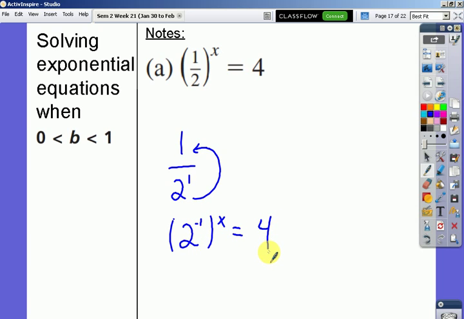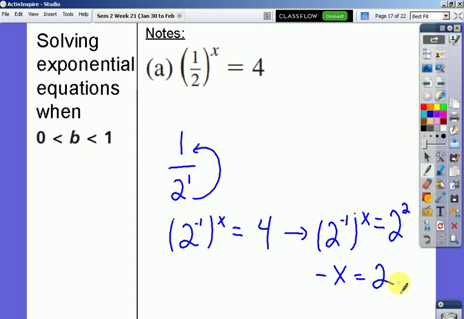Well, from this point on, it's the same thing that we've been doing. Can I express 4, base 4, as base 2? And I can, 2 squared, right? So I have 2 to the negative first power, x, equals 2 squared. Remember to distribute that negative 1 to the x. So you have negative x equals 2. So what's the value of x? Negative 2.